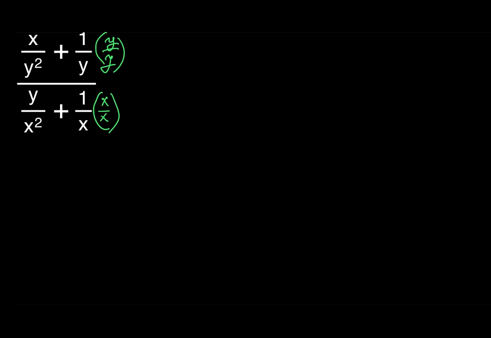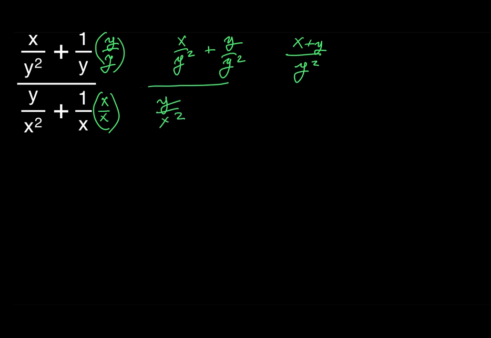So in the numerator, I'm now going to have x over y squared plus y over y squared, which is x plus y over y squared. In the denominator, I'm going to have y over x squared plus x over x squared, which will give me y plus x over x squared.